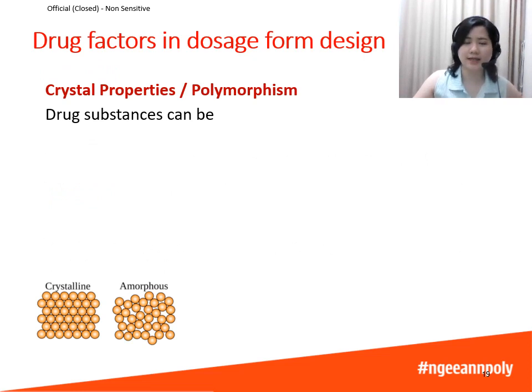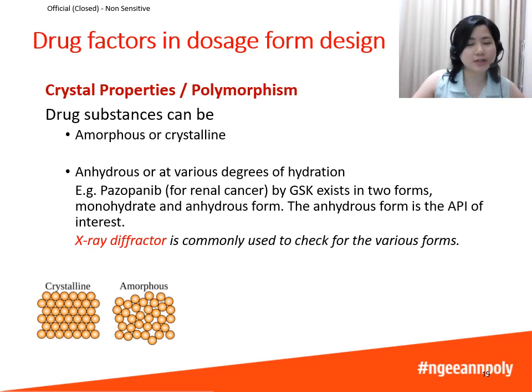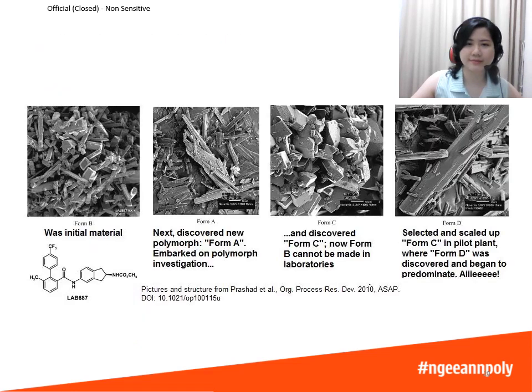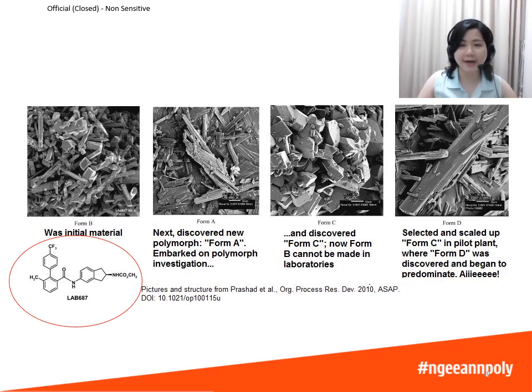Many drug substances can exist in more than one form. Amorphous means that the molecules have no distinct arrangement, whereas crystalline means that the molecules are arranged in a crystal structure. The crystal structure could also include water molecules. The anhydrous form does not contain any water molecules, whereas the hydrated forms contain water molecules. These pictures show how a drug can exist in different crystal forms. The chemical structure of the drug is the same as shown here, but the molecules of the drug are arranged differently in the different crystal structures.